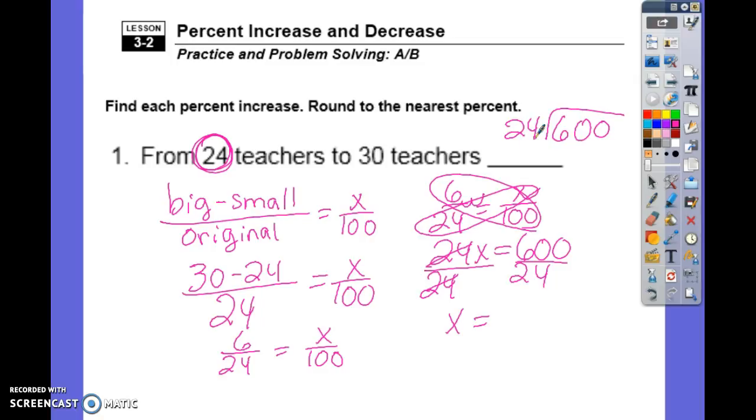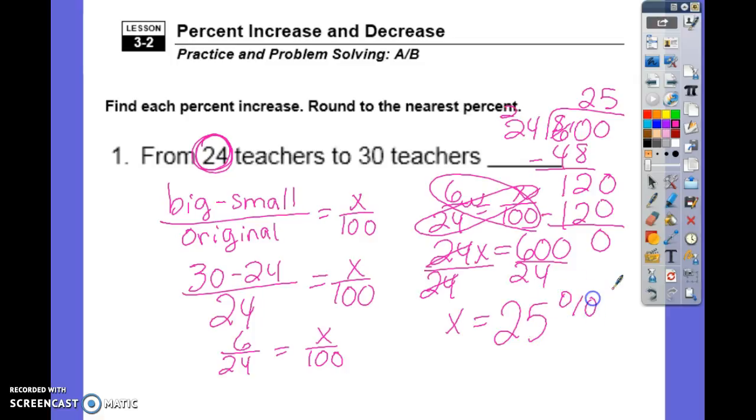24 can go into 60 2 times. 2 times 4 is 8. 2 times 2 is 4. You have to borrow, subtract, and get 12. Bring down the 0. 24 goes into 120 5 times. 5 times 4 is 20. 5 times 2 is 10, plus 2 is 12. Subtract and get 0. So your answer is 25%.